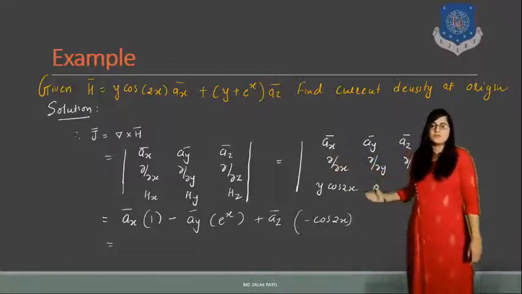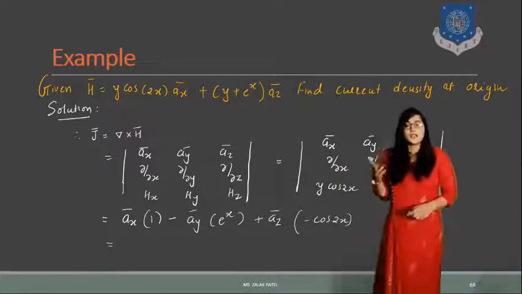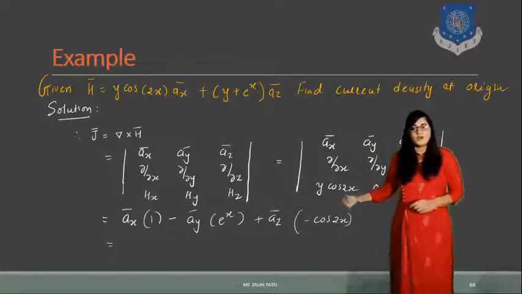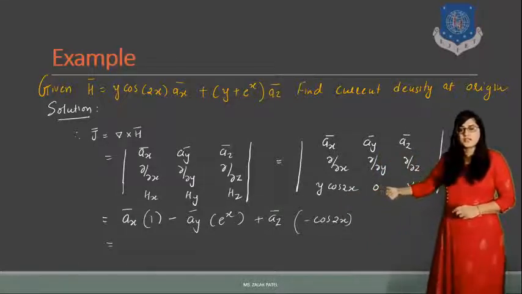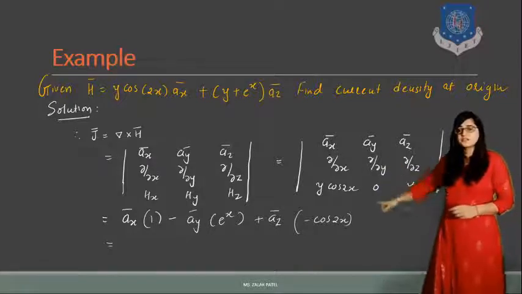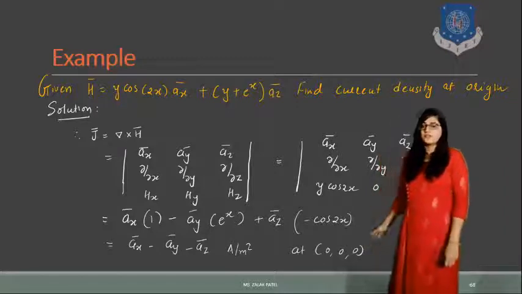Del by del x of 0 is 0 minus del by del y of y cos 2x. Again del by del y of y is 1 and cos 2x is as it is. So here cos 2x is as it is, but already a negative sign is there, that's why minus cos 2x. Now if we solve this, it will be like this.